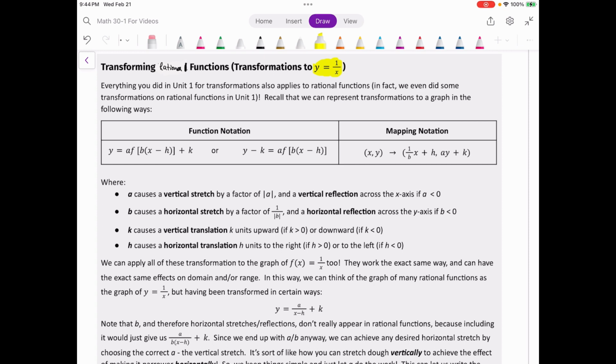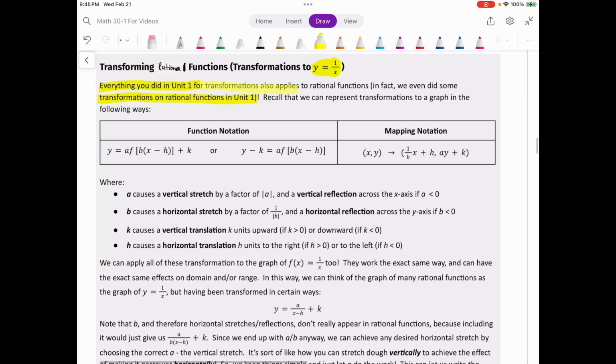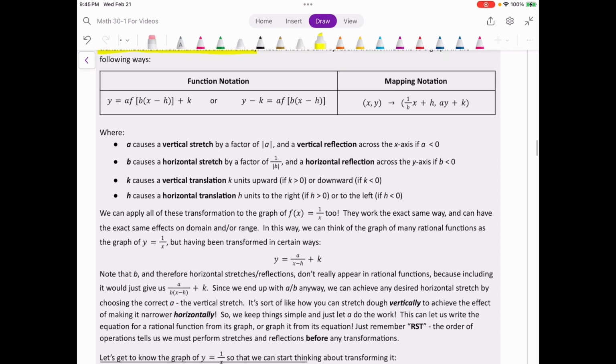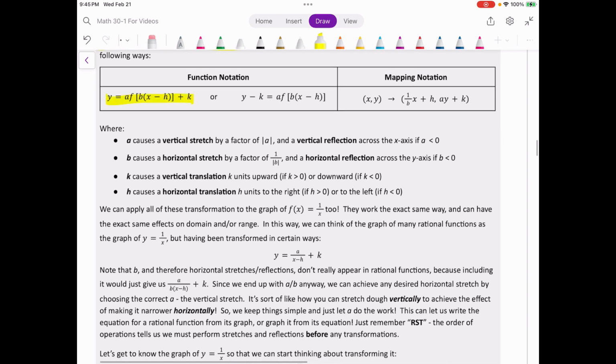Now, again, it's like Unit 1, right? We're doing the same stuff. It's the same skills, the same ABHK, okay? In fact, we even did some transformations on rational functions in Unit 1 because it was applying those same skills. We're just going to focus in now on doing it specifically to rational functions. So recall, again, our function notation, a f of b(x minus h) plus k, or our mapping notation. That one's a little more specific to what you are actually going to do to every point x, y on the original graph to get an image point on the image graph, okay?